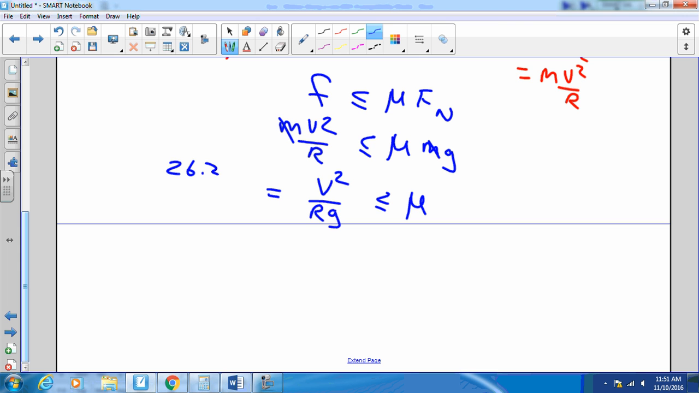We have all of these values. We have 26.3 meters per second for the v, and we have 85 meters for the radius. And of course, g is 10. So when we plug in all these values and divide, what we get is 0.81.